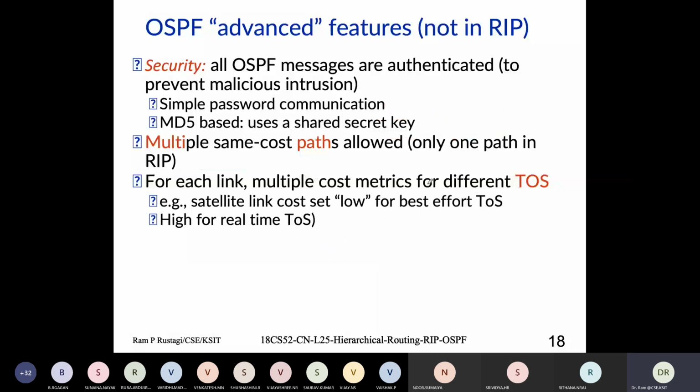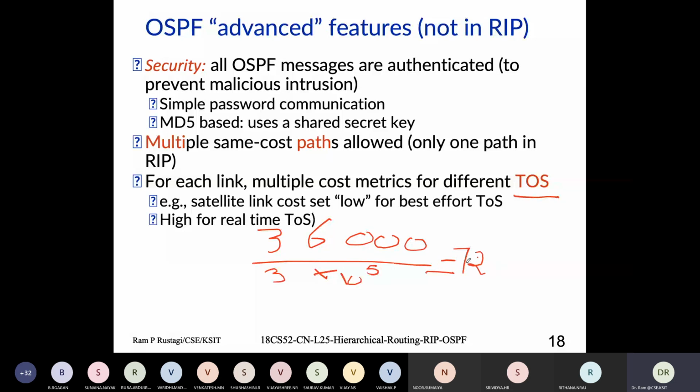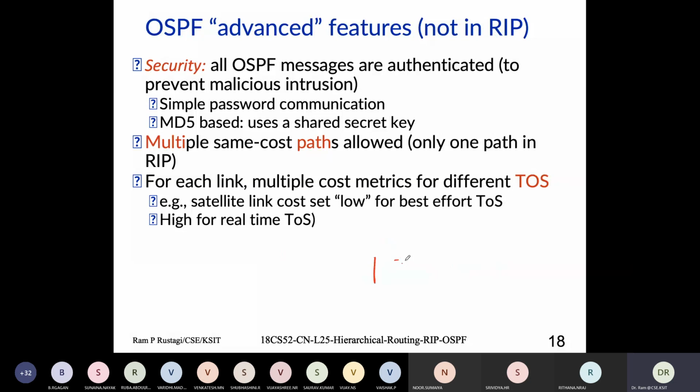Further, OSPF also supports what is called type of service based routing. Consider a satellite link. Geostationary satellites are at a distance of 36,000 kilometers, and the speed of light in vacuum is 3 times 10 to the power 5 kilometers per second. On one link, the time taken would be 120 milliseconds. And if I'm communicating via satellite, the packet has to go up and come back, so one hop will take at least 240 milliseconds.